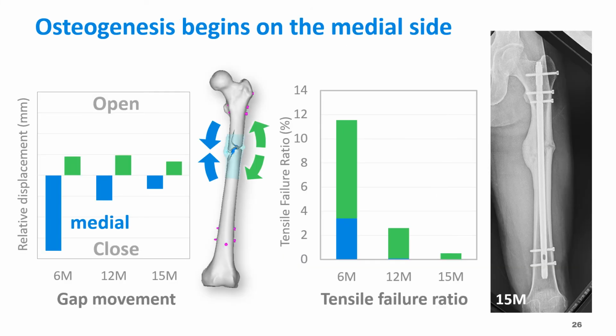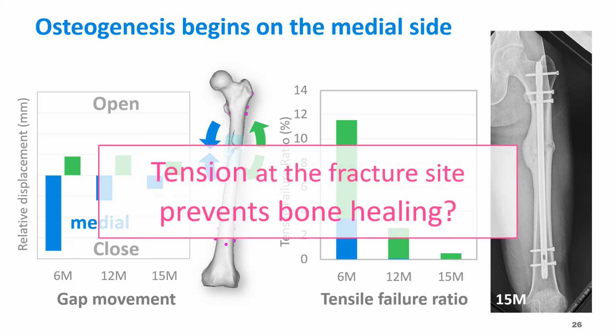The displacement between the bone fragments shows a decrease from the medial side over time, and the tensile failure ratio also shows a decrease, especially on the medial side. These results suggest that bone healing is progressing from the medial side. On the lateral side, the gap between the bone fragments is open during loading, and the tensile force at the fracture site may prevent bone healing.